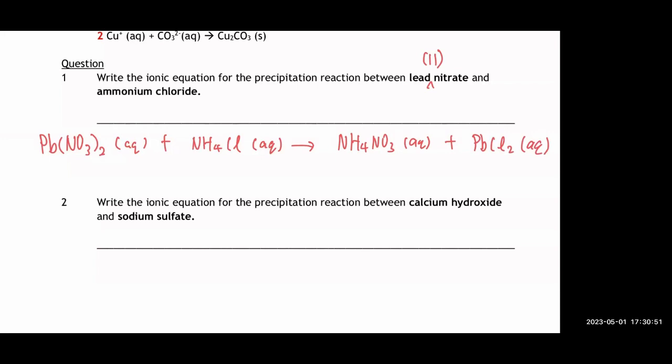You see, this is lead nitrate, this is ammonium chloride. I will just swap partners. Lead nitrate now is with chloride. You see I swap partners. So swap partners only. So this is my chemical equation, but have I balanced it?